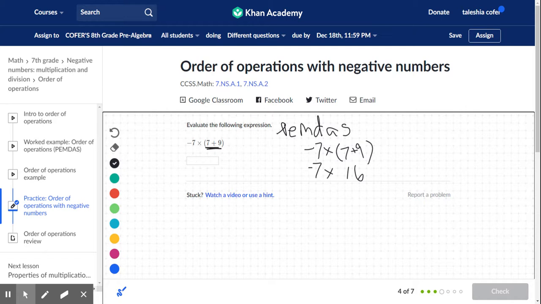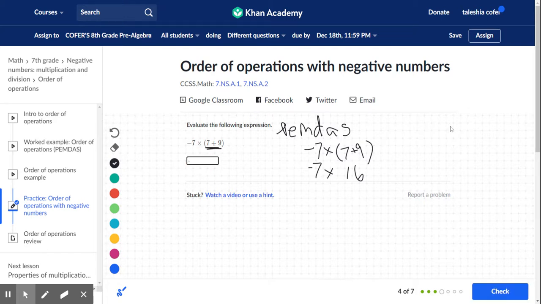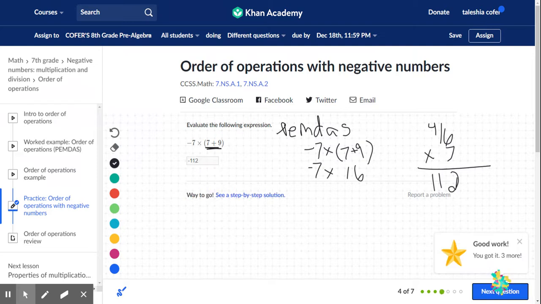They're different signs, so I know my answer is going to have to be negative. And I do 16 times 7. 7 times 6 is 42, so I write a 2 and I carry a 4. 7 times 1 is 7 plus 4 is 11. So I know my answer has to be a negative 112.